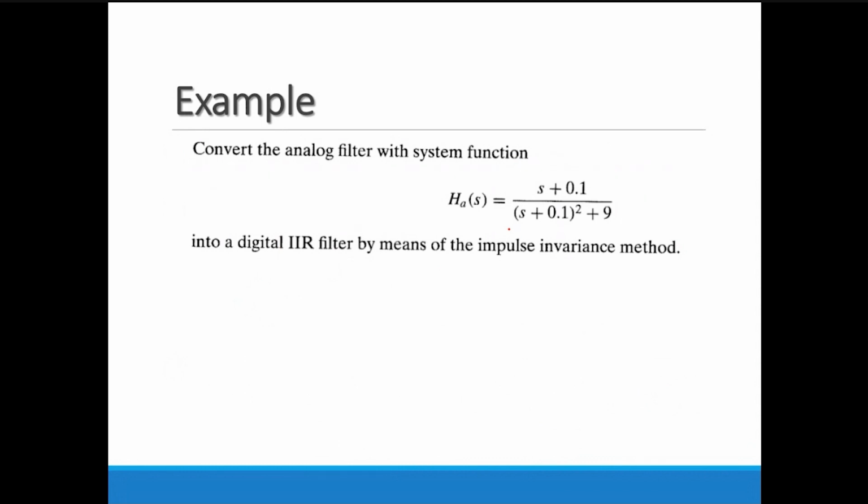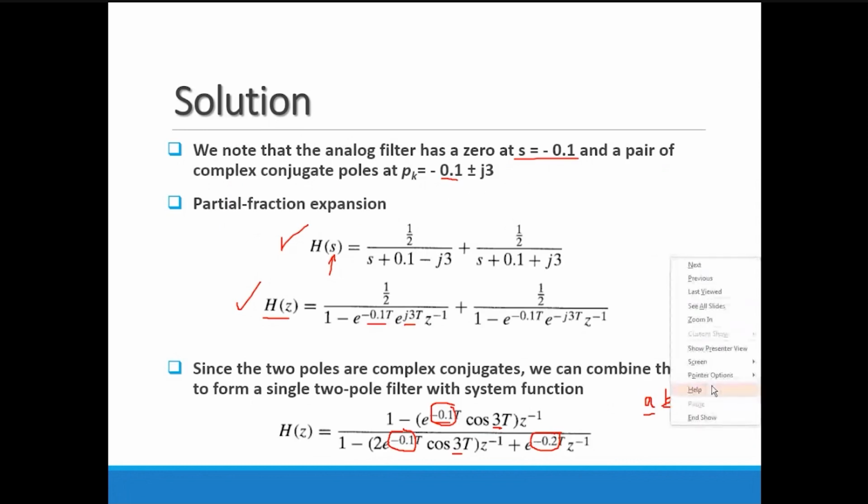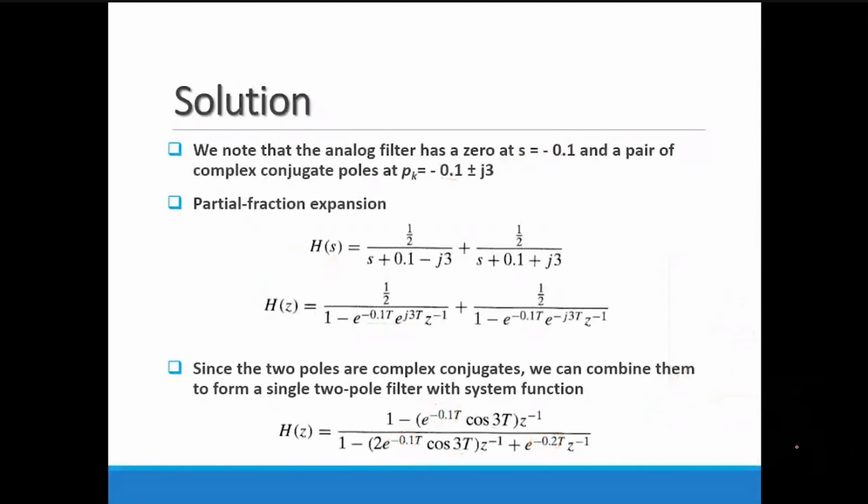So at present this is the first example. H of s is equal to s plus 0.1 over s plus 0.1 square plus 9. So this will be the final equation, because the value of t is not given to you. So this will be your final answer. H of z is equal to 1 minus e raised to minus 0.1t cos 3t into z inverse, divided by 1 minus 2 e raised to minus 0.1t cos 3t into z inverse plus e raised to minus 0.2t into z inverse squared.